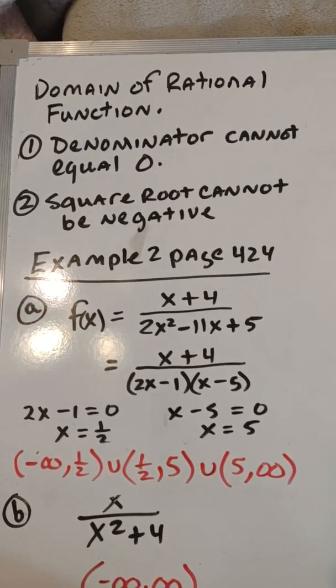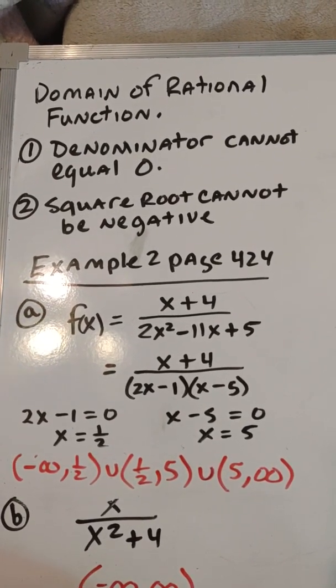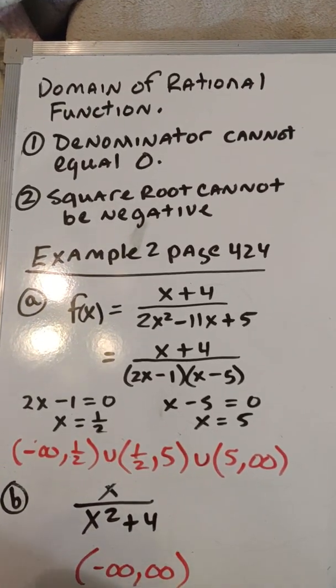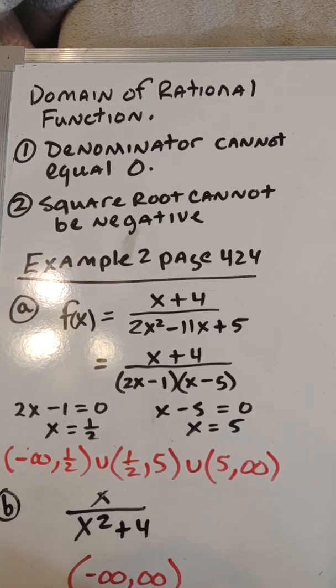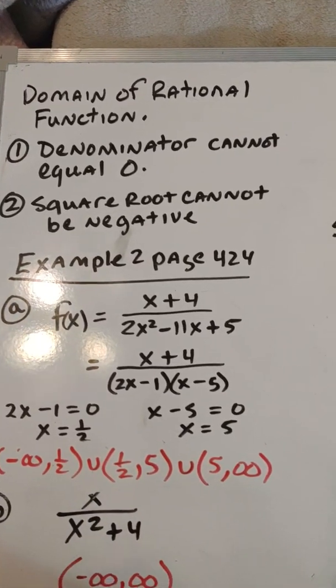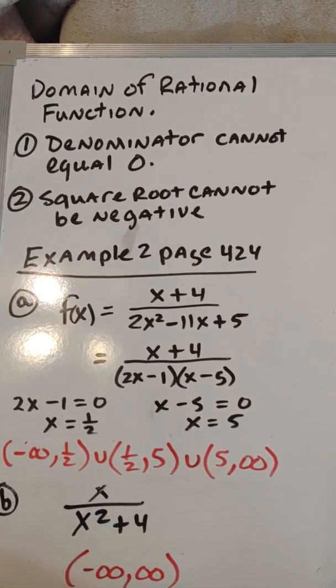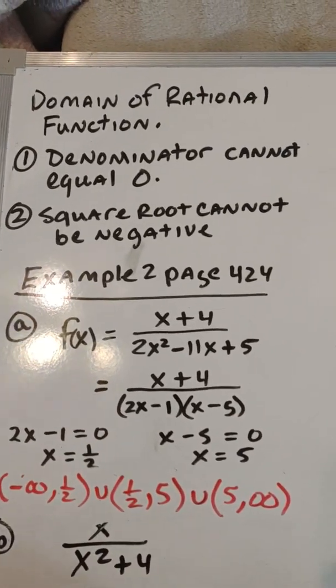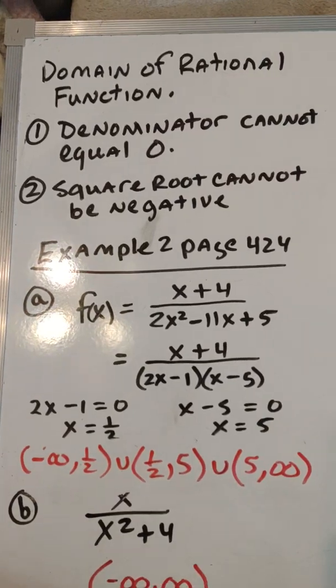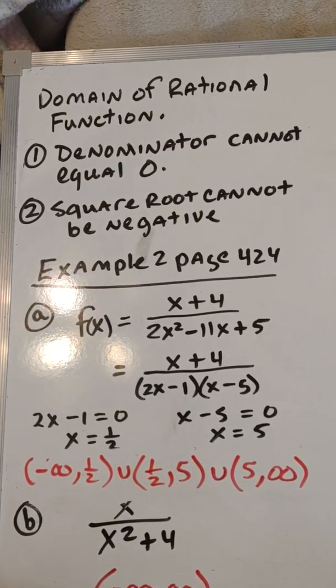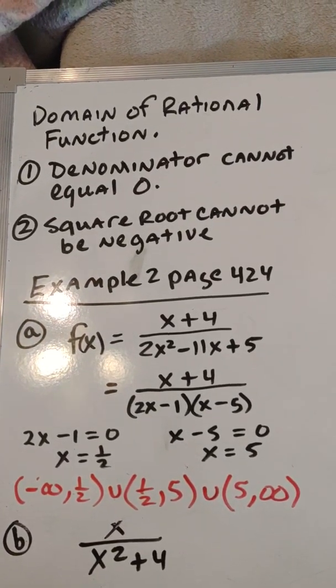First thing is the denominator cannot be 0. So you have to factor the denominator. Then set those factors equal to 0, and that tells you what x cannot be. Second thing is square roots. You cannot have a negative inside a square root. A negative inside a square root will make it imaginary, which will make it irrational as well.